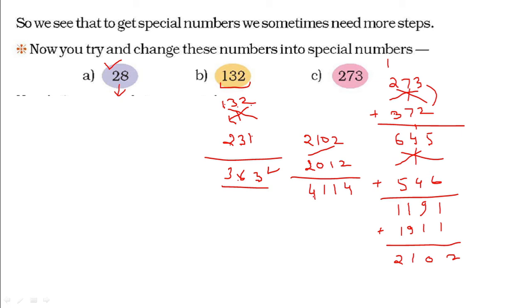Now it becomes a special number. 4, 1, 1, 4. Okay. So this is a special number. So we can make special numbers like this. Change the order, add the numbers. If it is special, then okay. Otherwise, again change the order, add the numbers. Okay. So 28 is very easy now. You can write me in the comment box what is the special number out of 28.